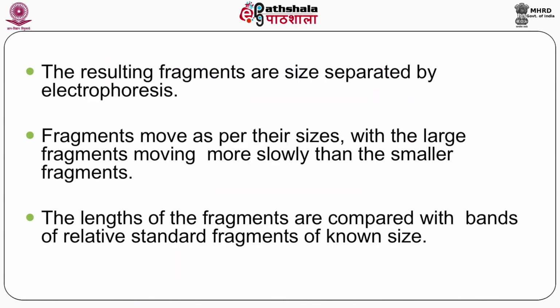Now, the resulting fragments are size separated by electrophoresis, pretty much what I was talking about in the previous slides, and the fragments move as per their sizes, with the larger fragments moving slower and the smaller fragments moving faster. The lengths of these fragments are compared with bands of relative sizes. So, what is the molecular weight? We have a molecular weight marker, or a ruler, that tells you that if this is the size of the fragment, its molecular weight is this.